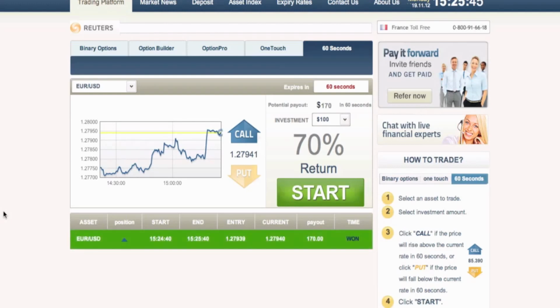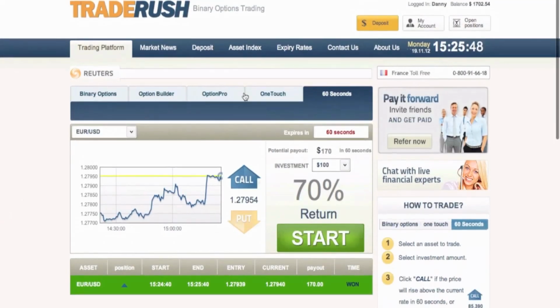I've won. And now my balance is at $1,702. And I think we started at 1665, if I'm not mistaken. So there you go, the complete cycle of this strategy, this money making strategy. And this is the power of binary options with a great strategy on a great trading platform like TradeRush.